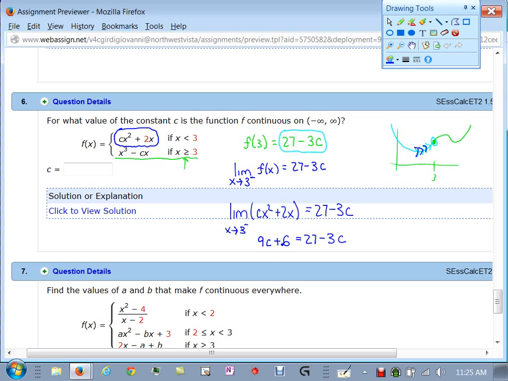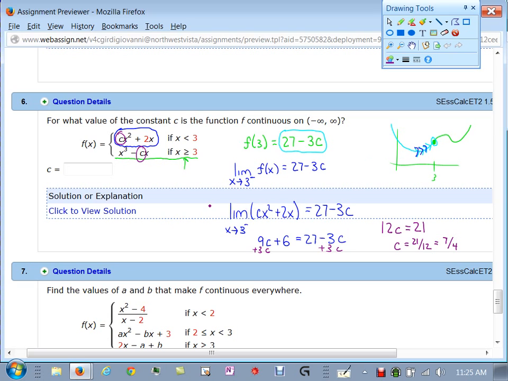And now this is just a linear equation in c, so I'm just going to solve for c. So I'll add 3c to both sides, and we get 12c, and then I'll subtract 6 on both sides here, and we get 21. And then divide through by 12, 21 over 12. Let's see what goes into both of those. 3 goes into both of those. 7/4. So c should be 7/4. So if I put 7/4 here, I put 7/4 here, then I should get those graphs to meet up.